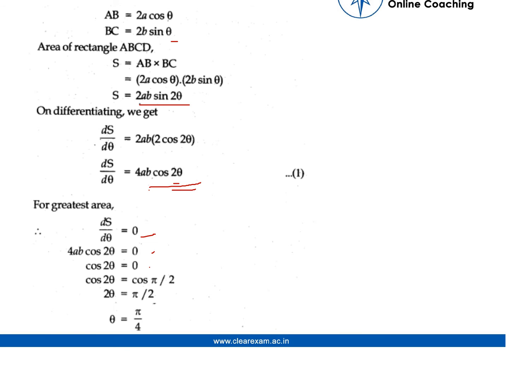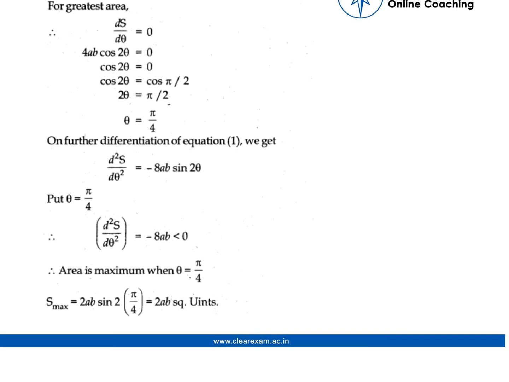So cos 2 theta equals 0, which is cos 2 theta equals cos pi by 2, and theta we are getting as pi by 4. So we have found out the theta value. Again we will differentiate it with respect to theta, and we are getting minus 8ab sin 2 theta. Now we will place the value theta equals pi by 4. If this is negative, that means the area at theta equals pi by 4 is maximum.